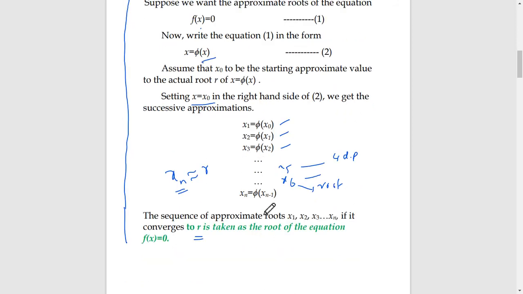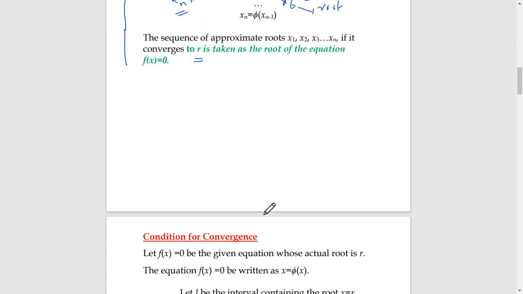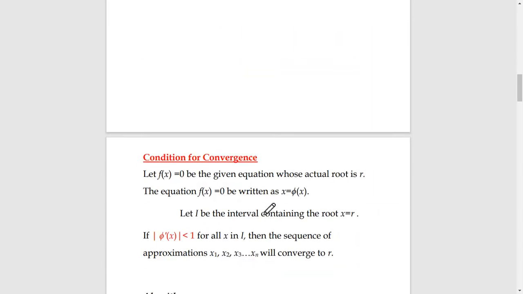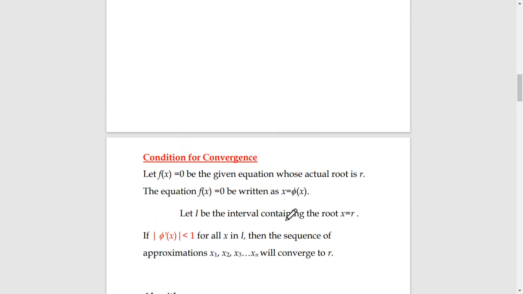So this is a very simple method, but this method has one extra condition, that is the condition for convergence. Whenever we take x equal to phi of x, we don't know the initial point, so we need to check this condition: mod phi dash of x is less than 1.